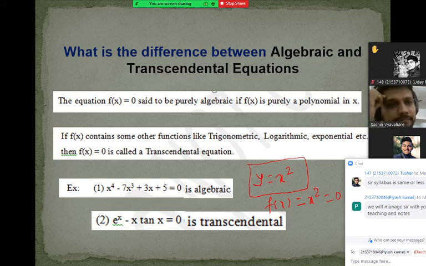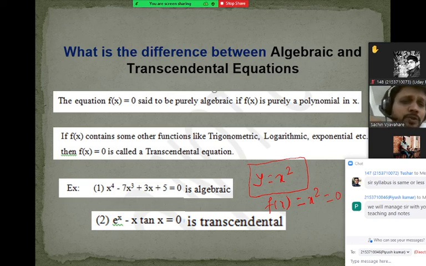Am I audible? Is my question clear? What should be the roots of x square equal to 0? So 0, 0, that's one. Because this is a simple equation, you can easily solve it and find the roots as 0, 0, but actually it's 0 only.